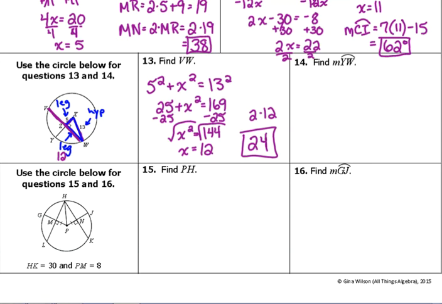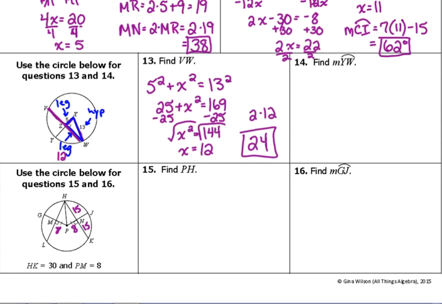Okay, we're not going to worry about number 14. Let's look at number 15. HK is 30. Well, let's go ahead and use our idea about cutting that in half. If the whole thing is 30, then this piece is 15, and this piece is 15. P to M is 8. Well, if that is 8, then P to N is also 8.